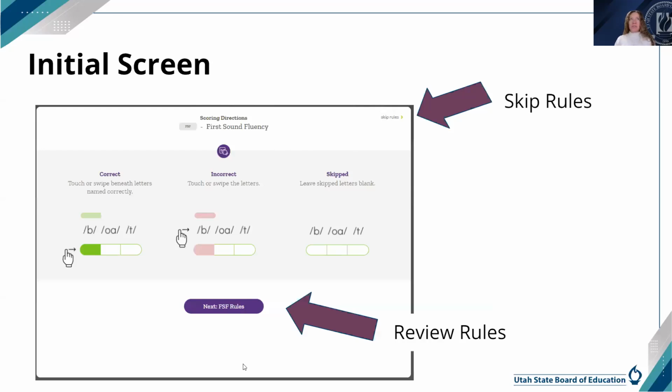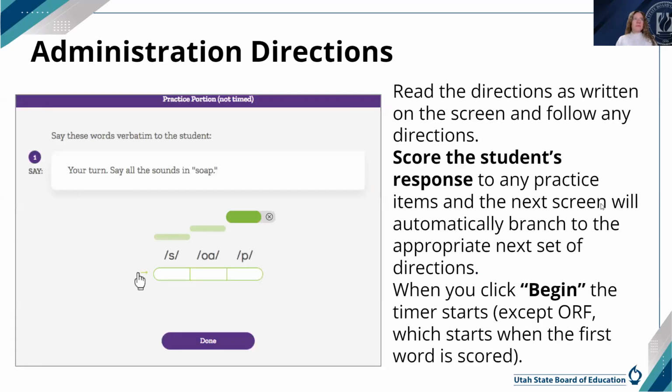When you get into this initial screen, you can review rules, and it will make you review the rules. But for today's purposes, if you could choose skip rules in the upper right corner, then you will read the directions as written on the screen. If there are score responses, you would score the student's response to any practice items. So you can see that when you're looking at saying all the sounds in SOAP, which is a phoneme segmentation fluency direction, you would actually score in the bar for that.